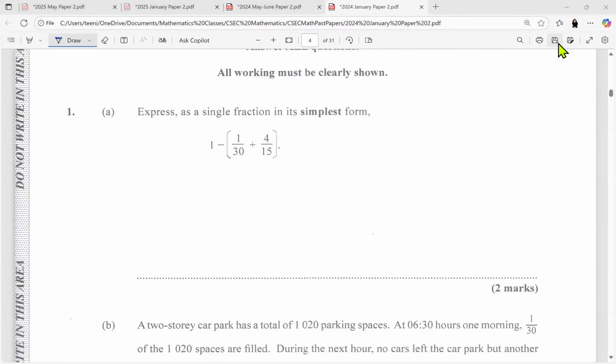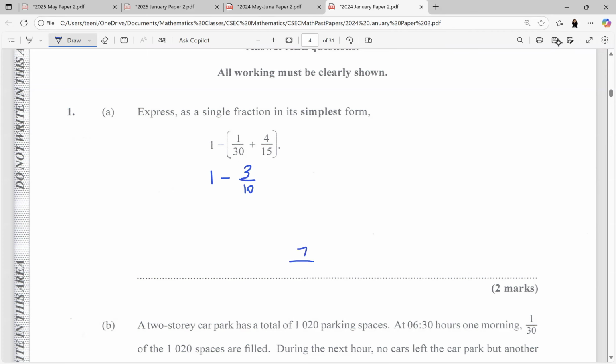So it would be 1 over 30 plus 4 over 15, according to my calculator, is 3/10. And 1 take away 3/10 is 7 over 10. So guys, you see how it says in its simplest form, right? That means that if this fraction could have been reduced, you would have needed to reduce it. So for example, if it was 8 over 10, you would have to reduce that to 4 over 5, right? Because that would be the simplest form.